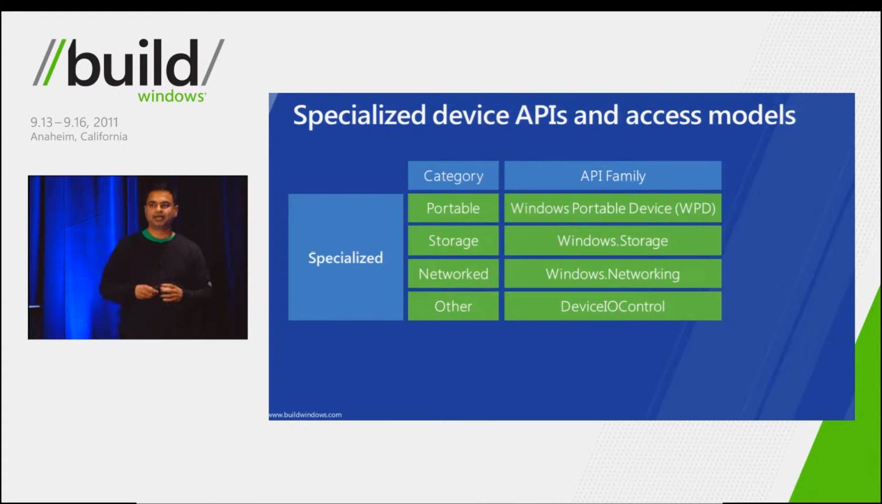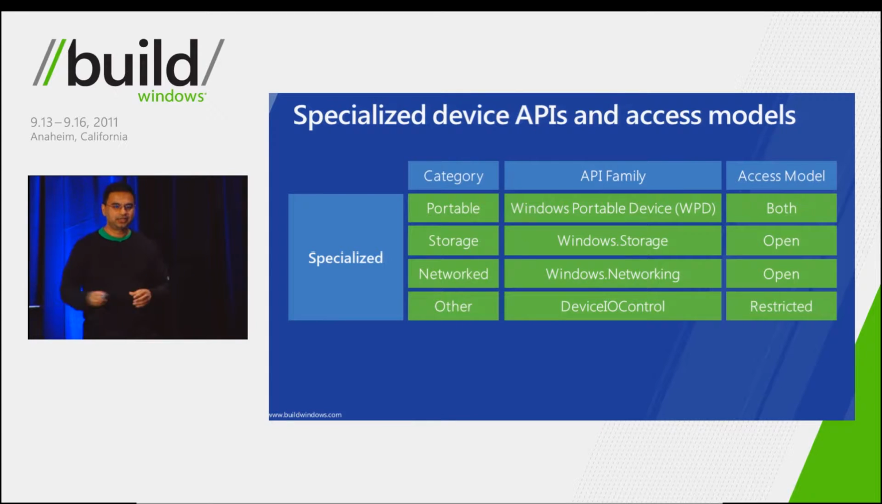So we have API families for each of these. If you have a portable device, then one can use the WPD API, or the Windows Portable Device API. If you have a storage device, then you can use the Windows.Storage WinRT API family. If you're using networking APIs, then you can use the Windows.Networking WinRT API family. And for everything else, we have the Device IO Control API.